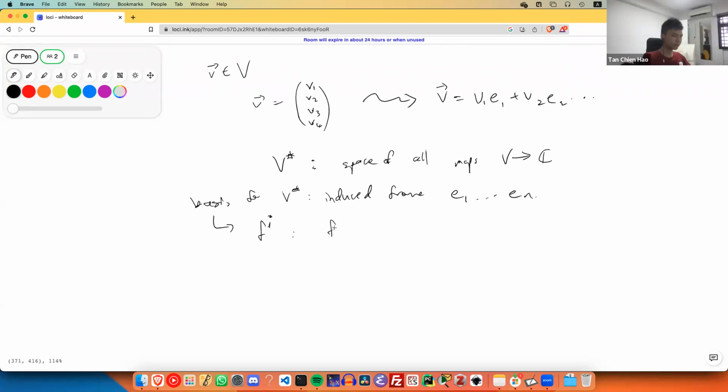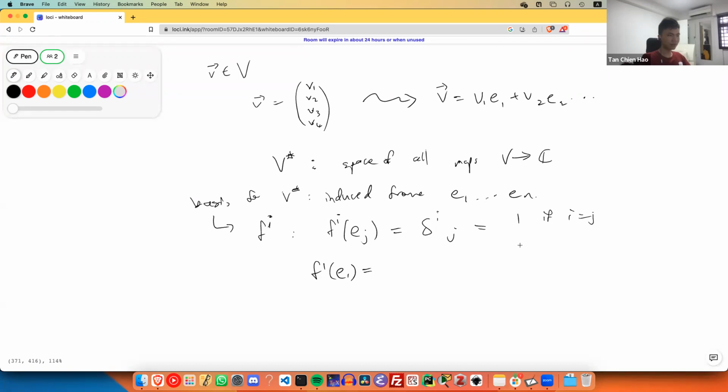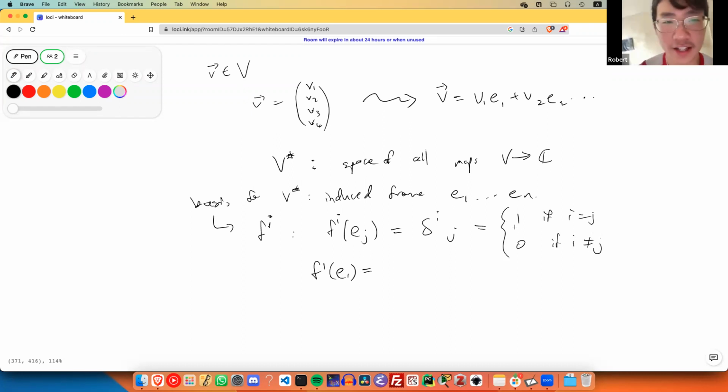What do you mean by induced here? Okay, they'll choose it such that F_i, when mapping the e_j basis vector, equals the canonical delta. The canonical delta is equal to 1 if i equals j and 0 if i does not equal j. Oh, okay. So it basically nulls out the other stuff.